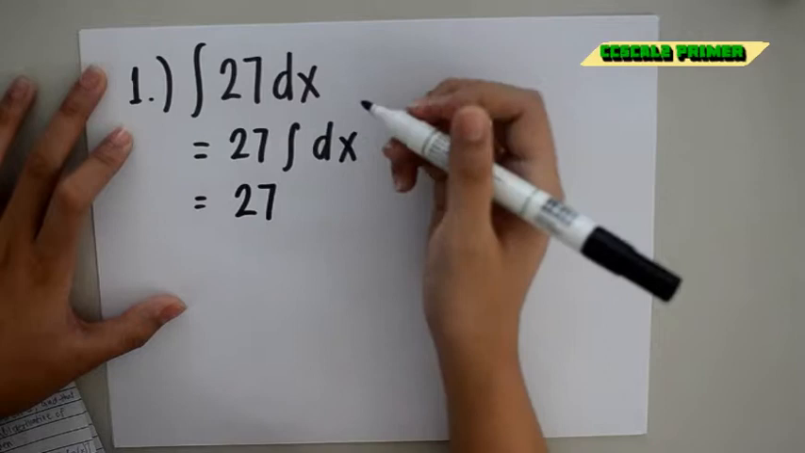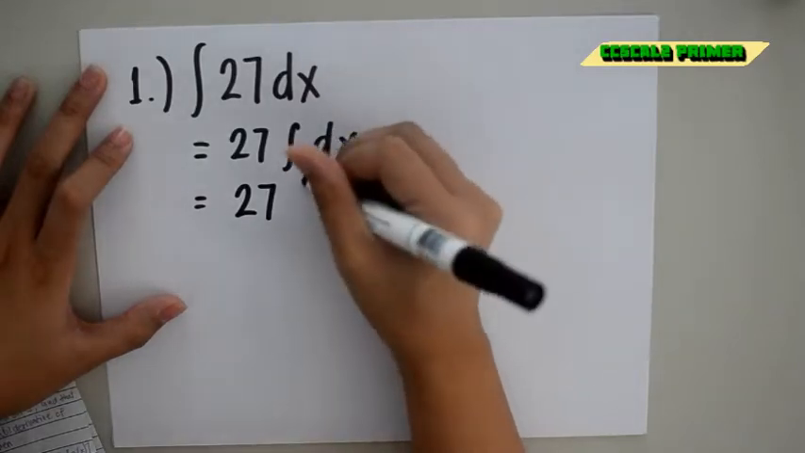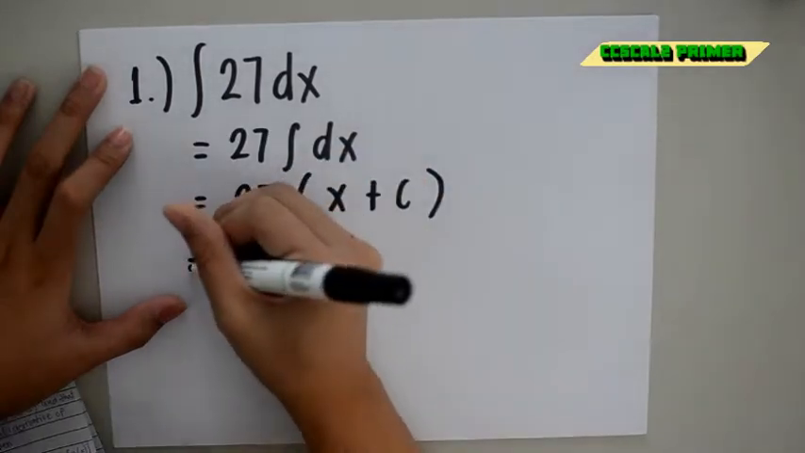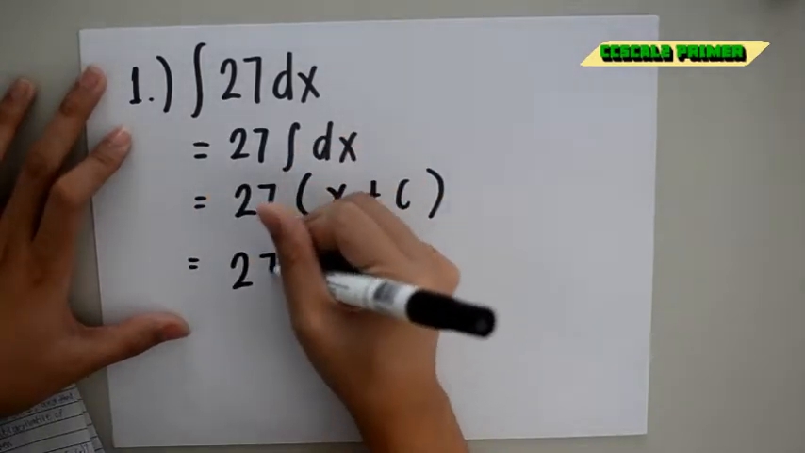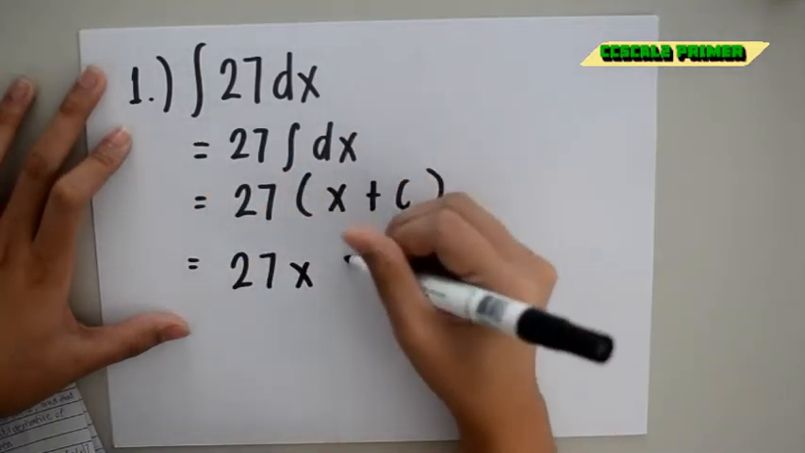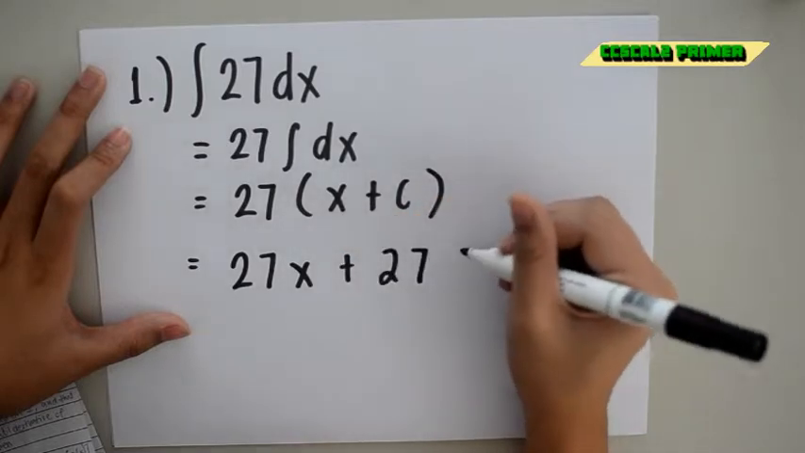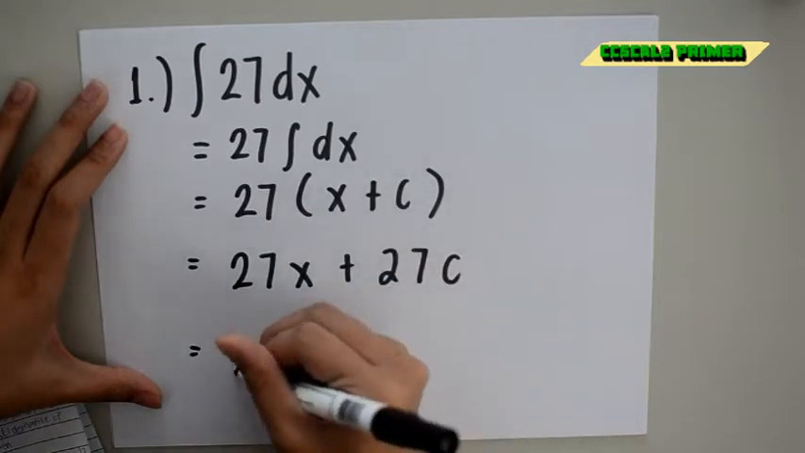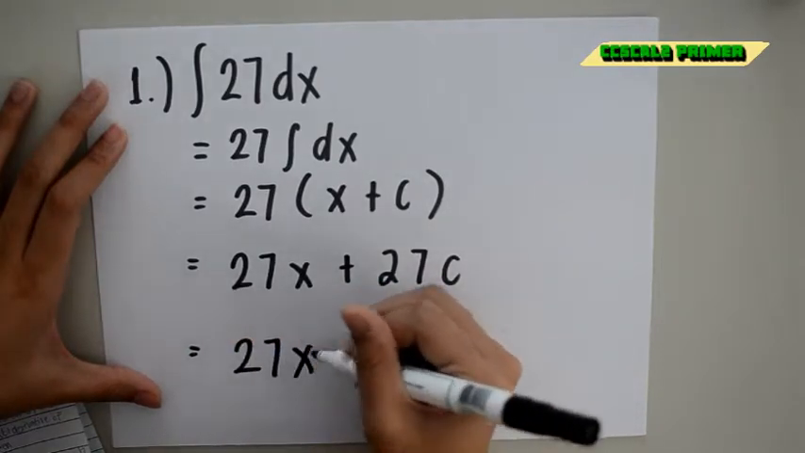Next, we find the antiderivative of dx. It is x plus c. We distribute 27 to x plus c, which yields 27x plus 27c. We now conclude our answer as 27x plus k.